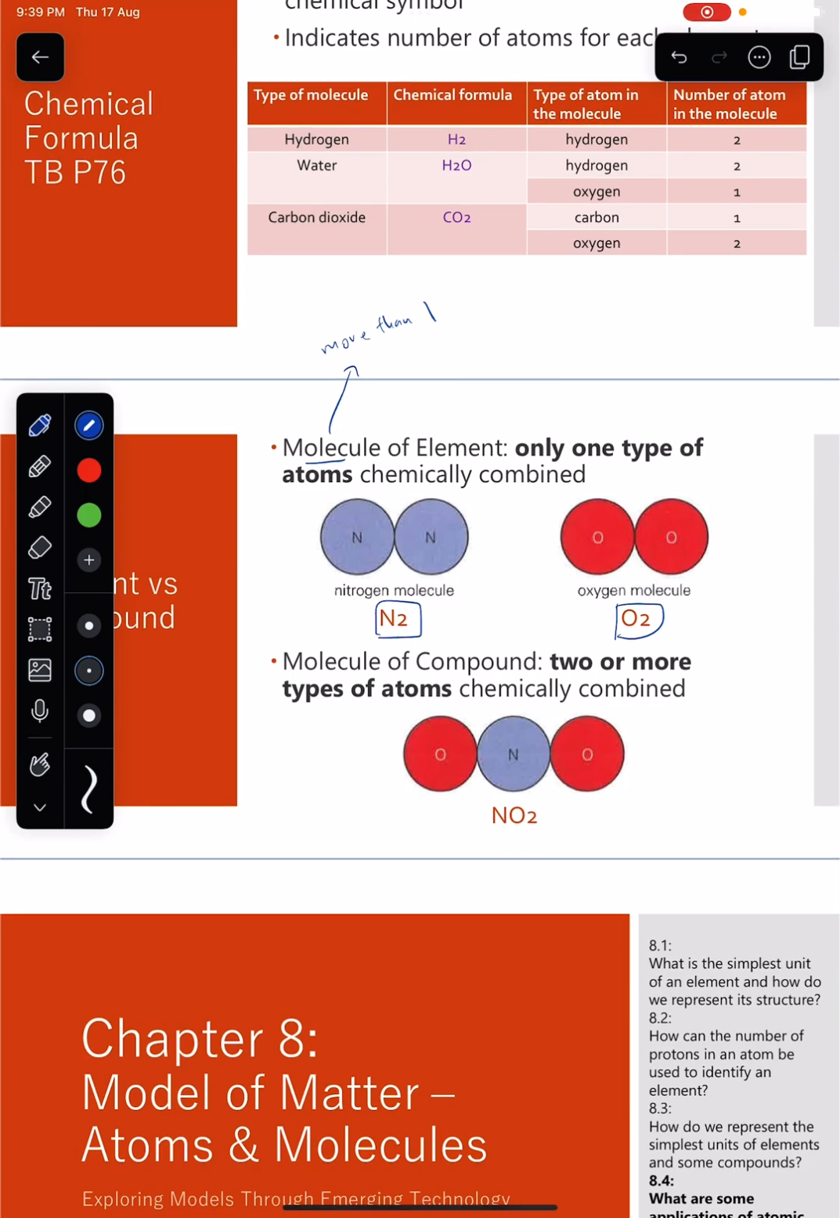Then what's molecule of compound? Don't worry. Molecule again means more than one. So in this case, this is NO2. NO2, three things, so three is more than one. It's a compound because you have two different elements here. You have nitrogen and oxygen. So they are a compound. That's it.